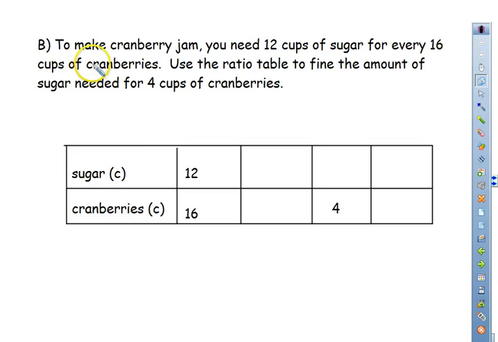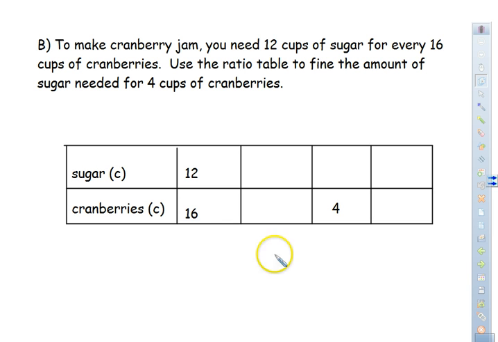Alright, so it says, to make cranberry jam, you need 12 cups of sugar for every 16 cups of cranberries. Use the ratio table to find the amount of sugar needed for 4 cups of cranberries. So again, they put the 4 cups on the chart for the cranberries. If we're getting bigger, we would multiply. In this case, our numbers are getting smaller. So if we're getting smaller, we're going to need to be dividing.